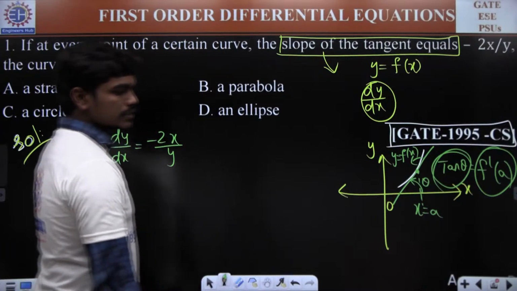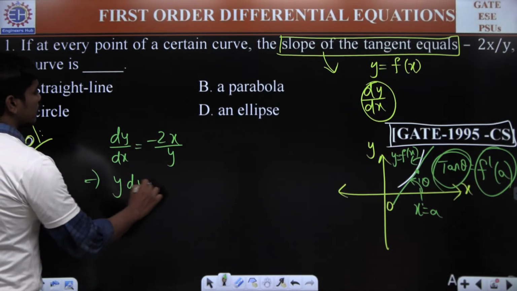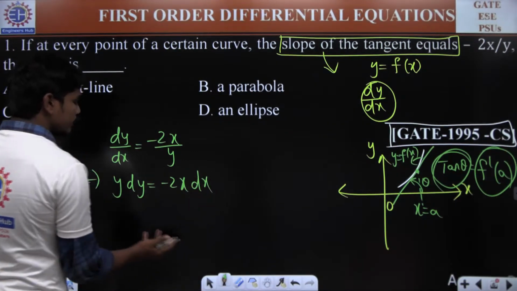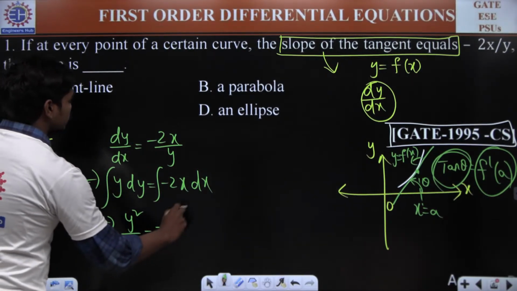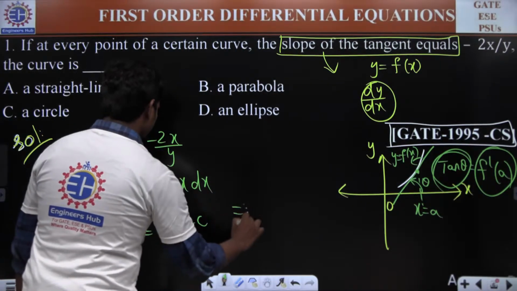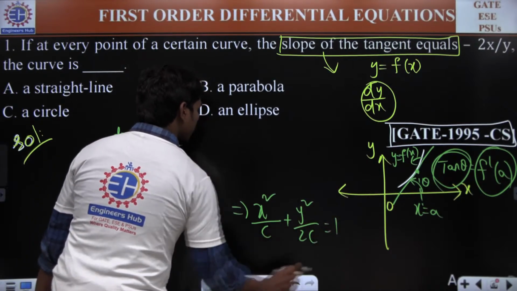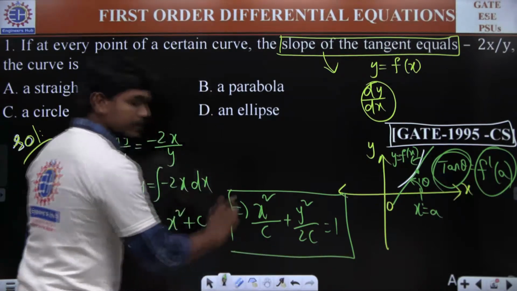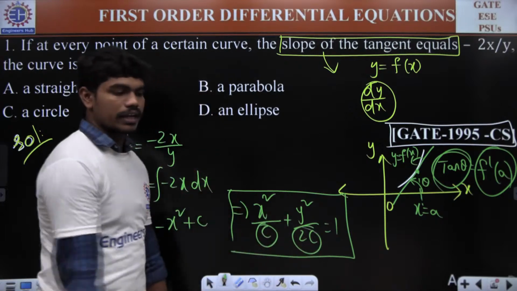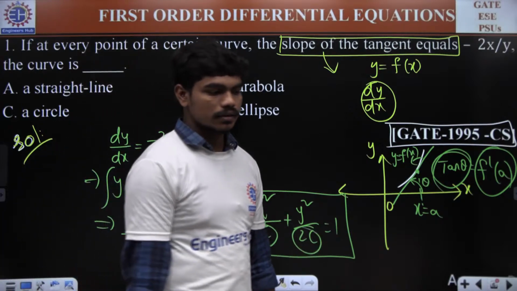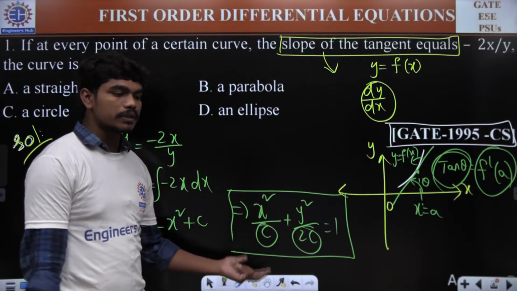So is the answer ellipse? Okay, let me check. If you shift this y here, y dy is equal to minus 2x dx. So this is in variable separable form directly. If you integrate, y square by 2 is equal to minus x square plus constant. So this implies x square by 1 or c plus y square by 2c is equal to 1. And you can see this is of the standard form x square by a square plus y square by b square is equal to 1. And of course, these two terms are not equal. So definitely this could represent an ellipse. Correct? Can you all recognize that this represents an ellipse? This equation represents an ellipse.